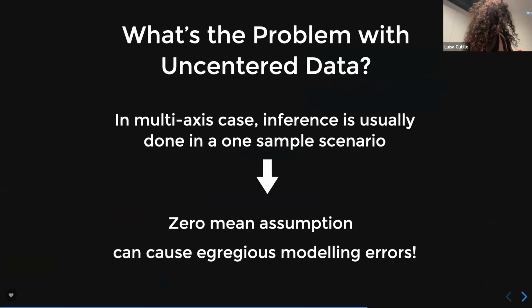But particularly in the case of multi-axis data sets, the inference is done in a one sample scenario because, let's say we give up the independence assumption, we do not have repetition. The observation is the only observation that we got of the data. It's like we have one sample. So estimating the global mean and removing it from the data can cause problems. Let's say it's wrong.